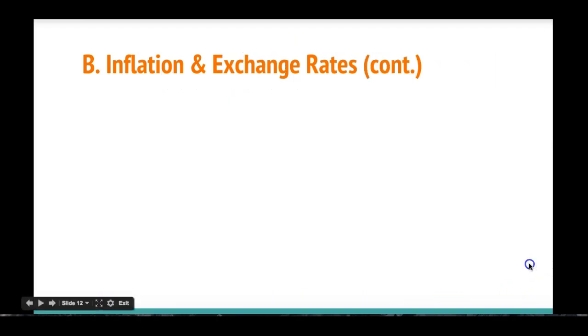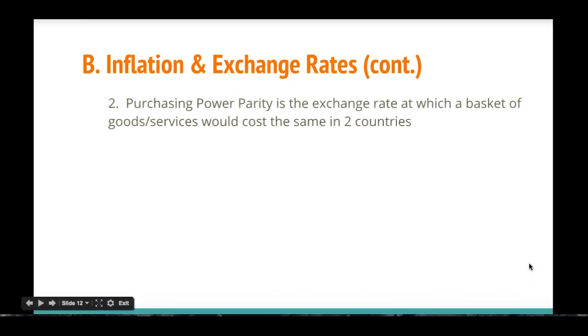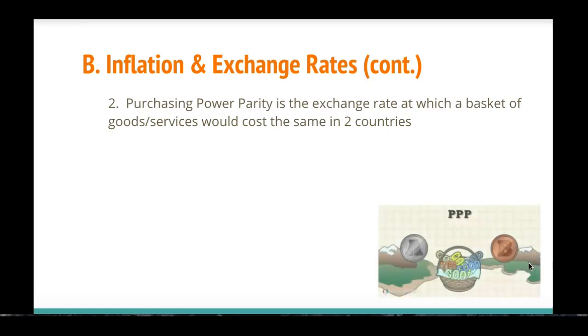All right. So that said, what about purchasing power parity? This is the idea that this is kind of the exchange rate at which a basket of goods and services will cost the same in 2 countries. So we're looking at this basket of goods and services costing this much in this country and this much in the other country. So what would the exchange rate have to be to make it the same?